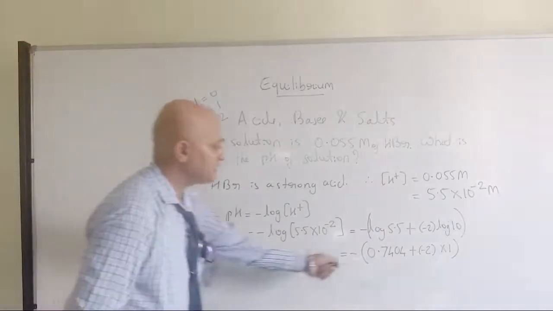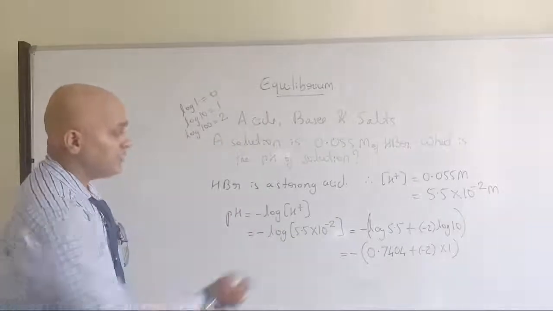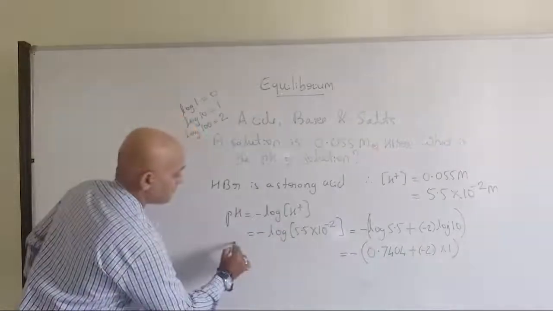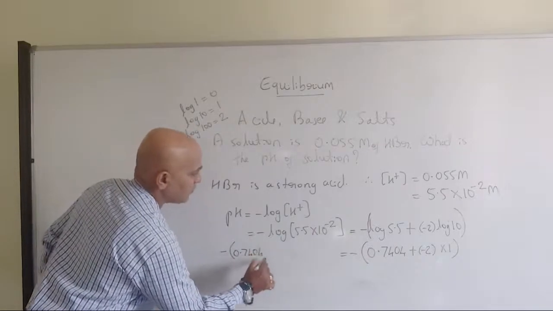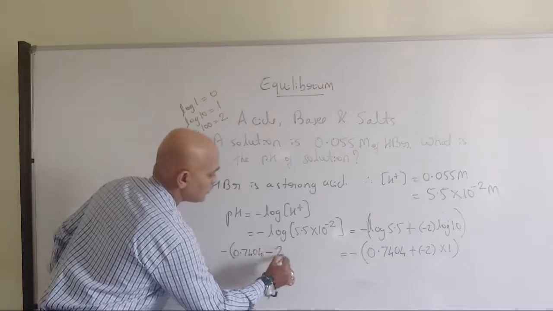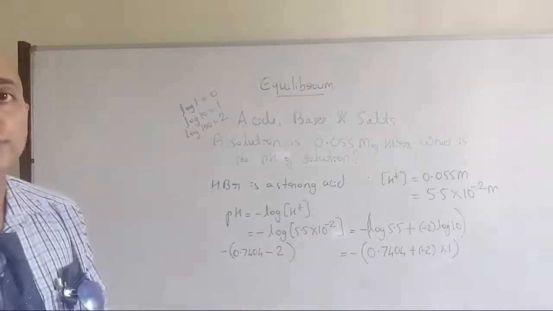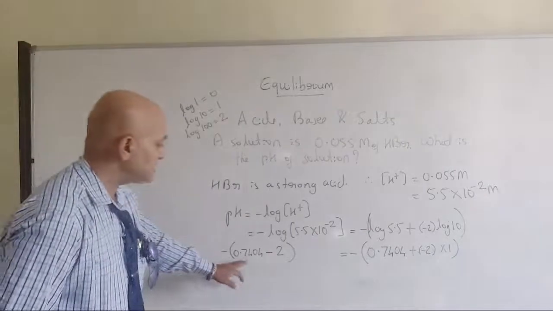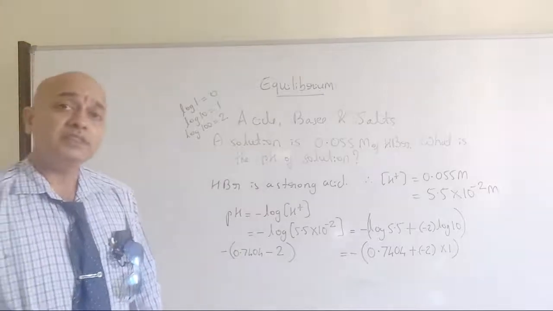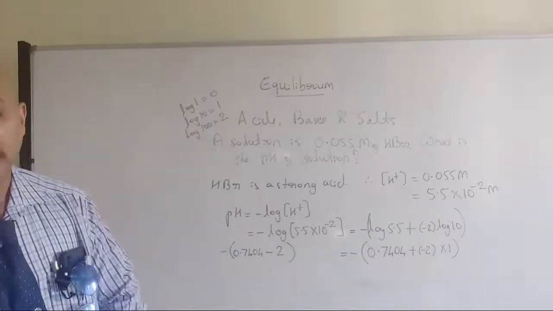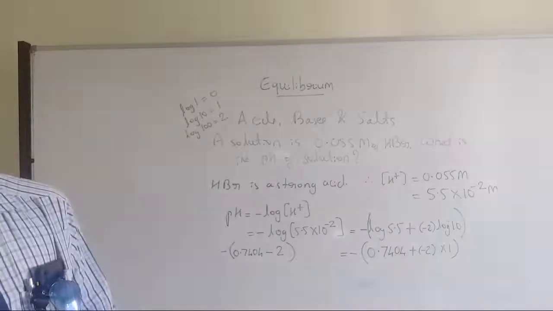Now I will write this here, because if I write below you can't see. What I have got here is minus of 0.7404 minus 2, right? So minus 2. Now we have to subtract 0.7404 from minus 2. What will be the answer you are going to get? Anyone? Tell me the answer first.